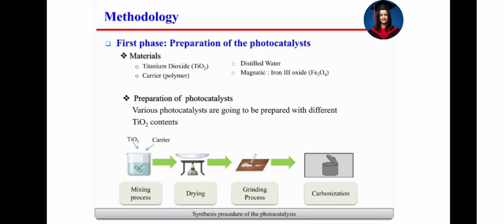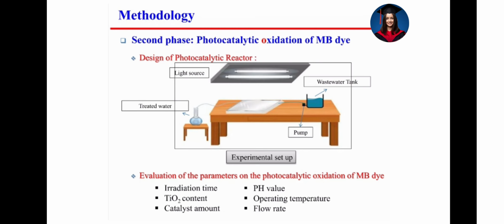TiO2 is first mixed with the carrier, the mixing process, then drying takes place, then grinding, carbonization, that is calcination. Further, the second phase is photocatalytic oxidation of MB dye. Here we have taken the example of MB dye, hence we are discussing MB dye, although we can take any type of dye, herbicide, pesticide, or insecticide for their degradation using photocatalysis.